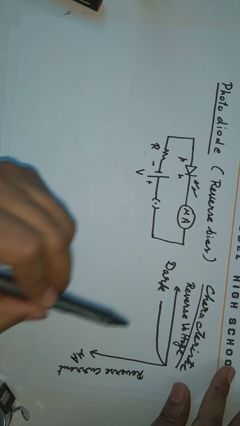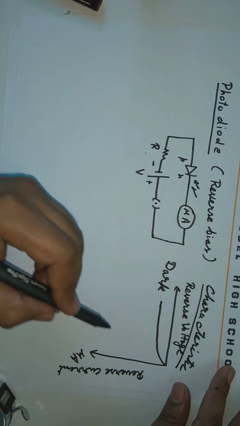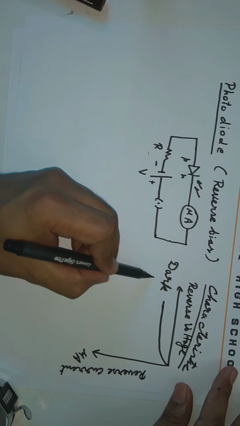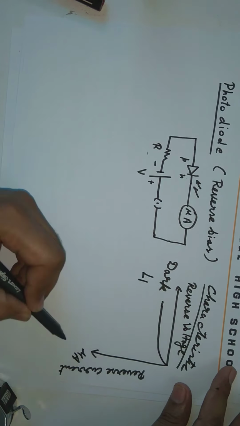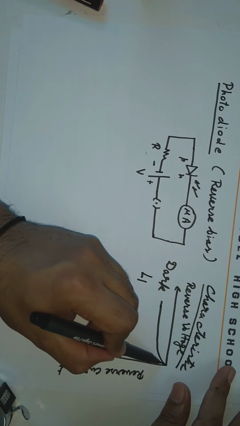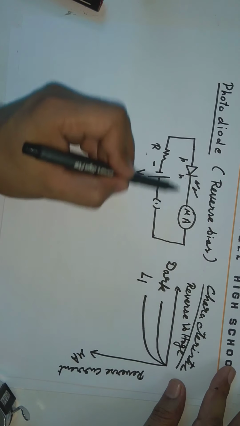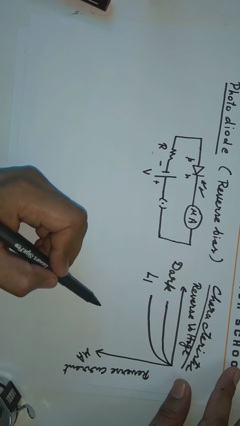Now we put this diode in some light, say of intensity L1. Now we show another graph and we see that the current passing through the photodiode has increased considerably.